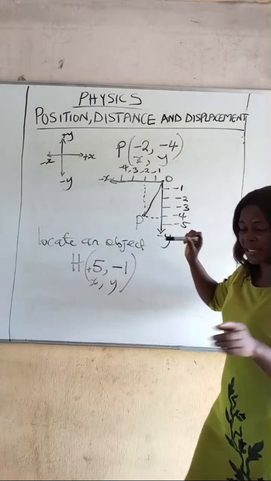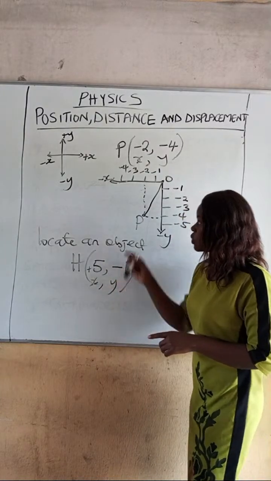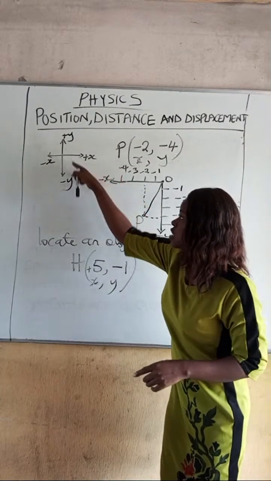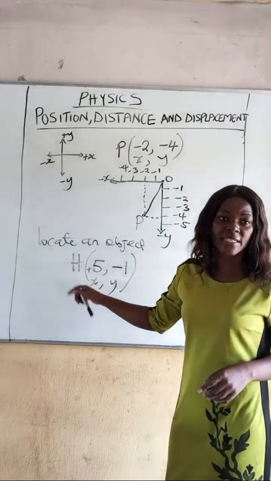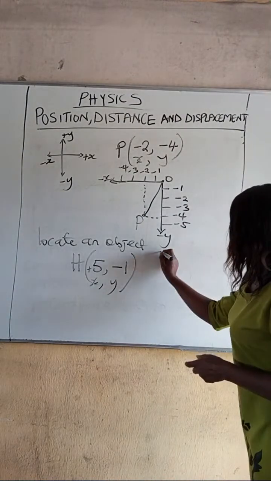So I'll come back to this and see that x is positive. Don't forget that x is plus here, y is minus. So this is x and this is y. So I'm going to use this quadrant to locate this object H, right? Okay, so I'm going to go this way.